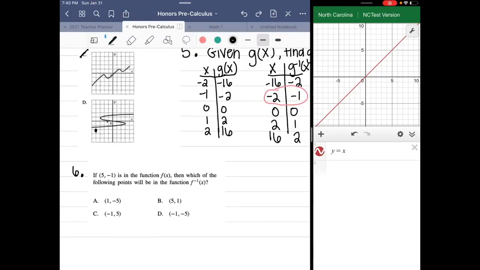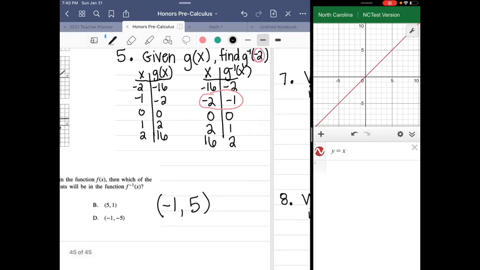Very simple problem here. If I'm given this point of a function f of x, then which of the following points represents the function with the inverse? So the inverse of that value. So remember, we just flip our x and y. So this becomes -1, 5.